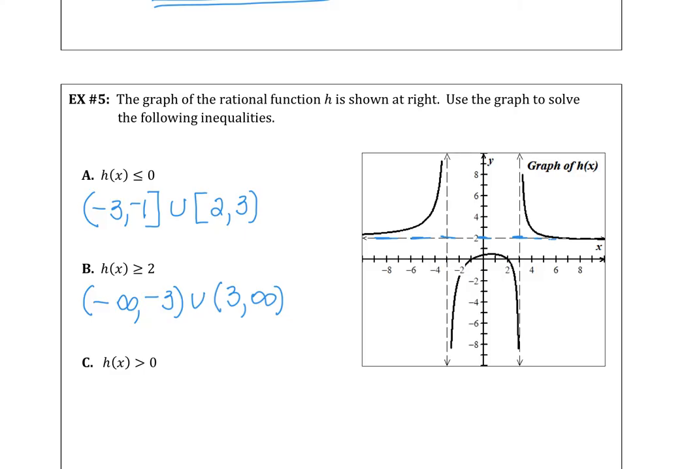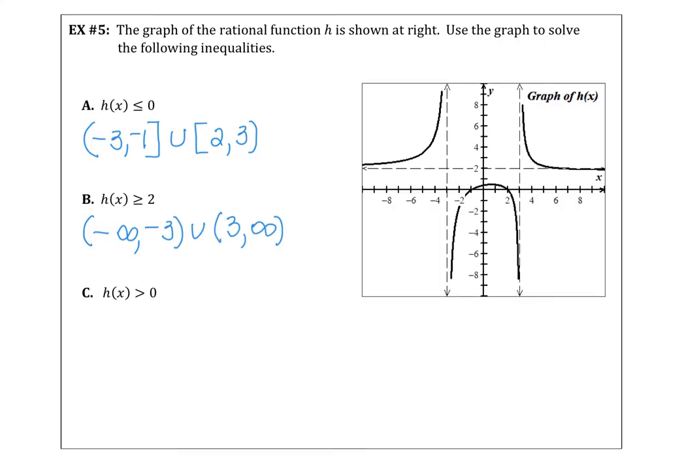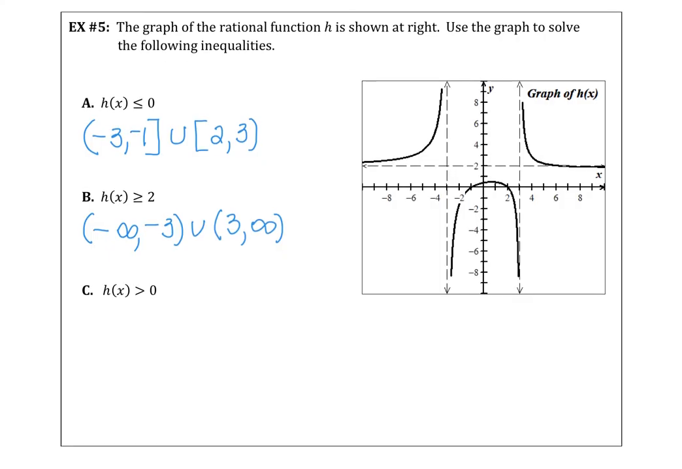And then on the other side of the other vertical asymptote at 3, all the way to infinity. And last but not least, on C, where is h of x above the x-axis but not equal to the x-axis? So that's going to happen from negative infinity over to negative 3, in between negative 1 and 2, right in here. Don't count those zeros. And then after 3.